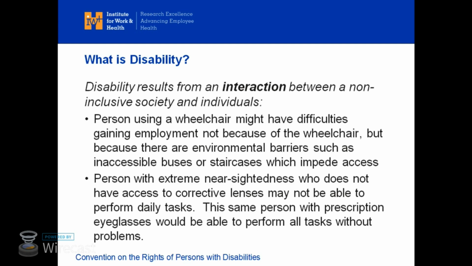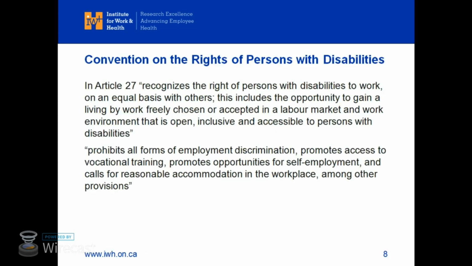For example, people who use wheelchairs may have difficulties with participation in work, for example in gaining employment, not because of the wheelchair, but because there is an environmental barrier for them to go to work. Or, if I take off my glasses, I'm completely disabled, 100%. I cannot do what I do. I can't drive, I can't write, I can't use the computer. But when I put on glasses, people with sight problems, if you give them a prescription for glasses, they can work, they can participate, they can be normal, and you don't even realize that they have a disability.